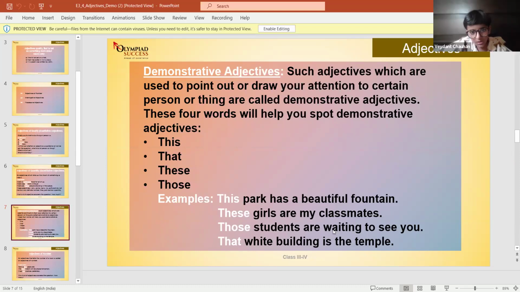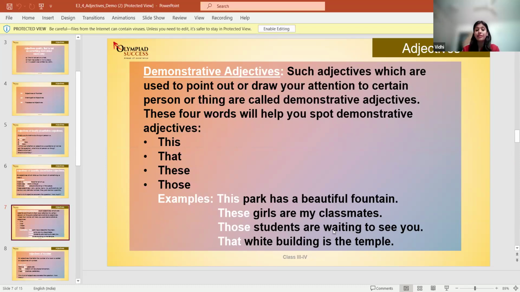Now you can see, this park has a beautiful fountain. So what are we talking about in this sentence, Vedant? The park. Yeah, so we are talking about a particular park that has a beautiful fountain. So this park, this is going to be a demonstrative adjective. This sentence also has one more adjective. Vedant, can you tell me what that is? Beautiful. Yes, because we're talking about a fountain that is beautiful. So the word beautiful is also describing a noun here.